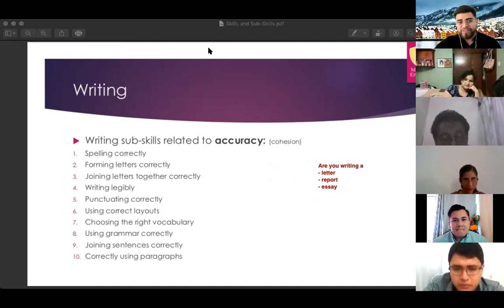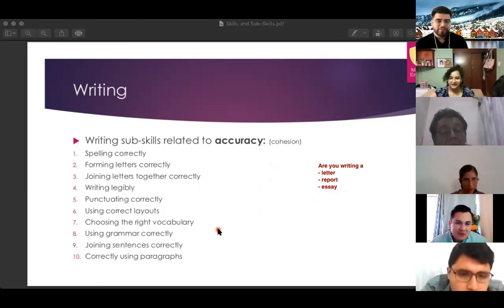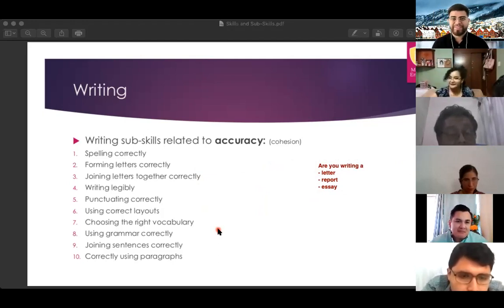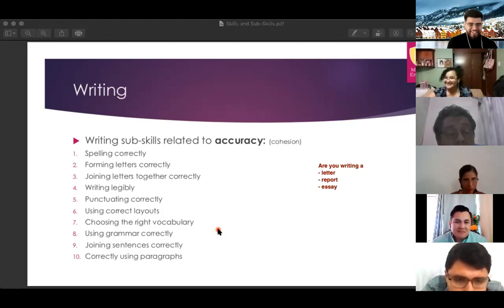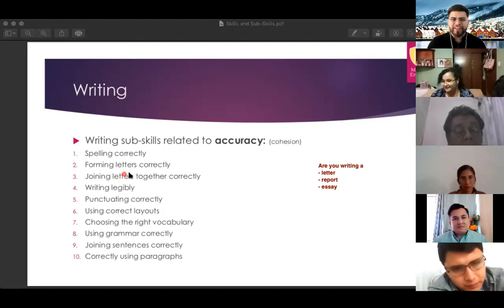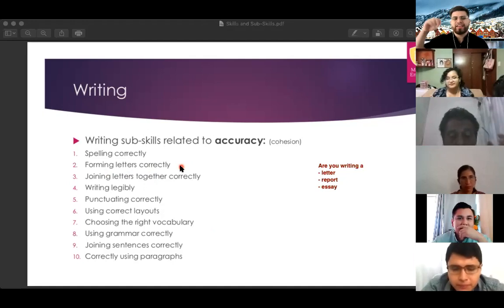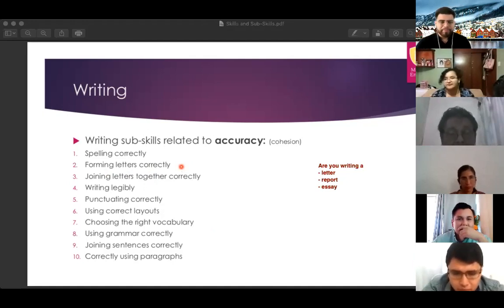Do you practice all of these skills for those of you who write? Teacher Jesus, Justin, do you practice all of these? Yes, I try to use all of them. Okay, I like that. The first one they usually learn is forming letters correctly. They do this as kids, right? As babies, they learn how to write A, how to write B. Very good.